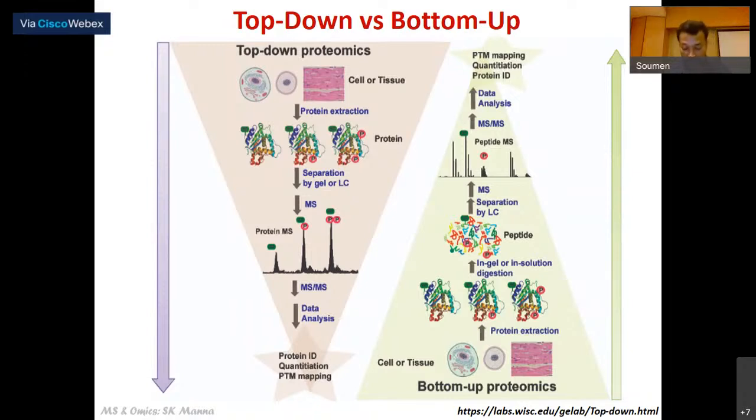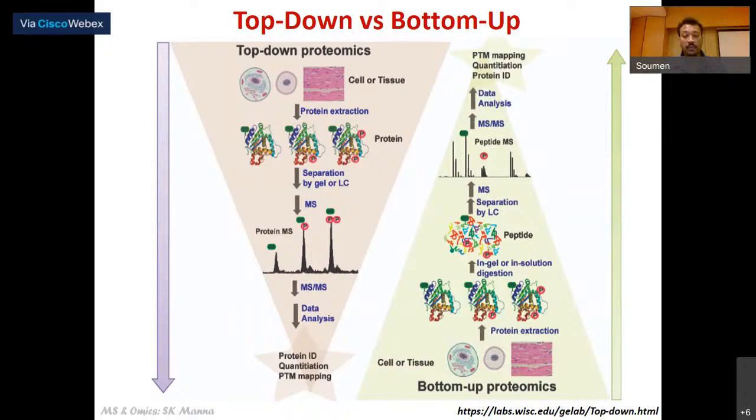Let me try to quickly go through the rest. There are two approaches: one is top down and one is bottom up. Top down is what we have mostly been talking about so far. You have a set of proteins, you separate those proteins, you pick up each of the proteins and run them on a gel, and then you identify the fragmentation pattern, and based on that you identify the protein.